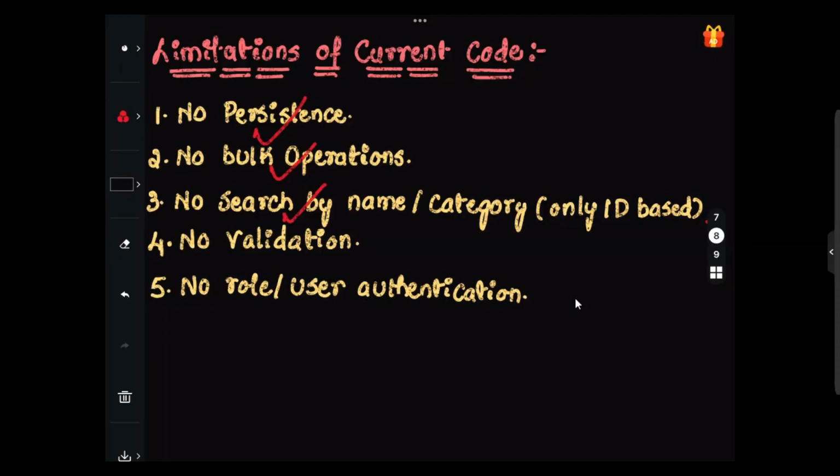The third one: no search by name or category. We are going purely with ID-based lookup, so there is no search by name or category. This is one of the limitations as well. The fourth one here is no validation. No validation in the sense that we are not handling a negative price or invalid quantity; this kind of validation we are not doing. This is purely the limitation part.